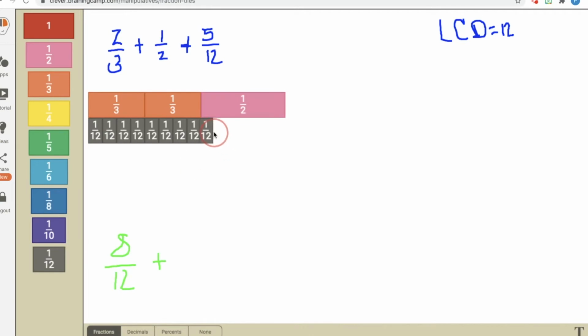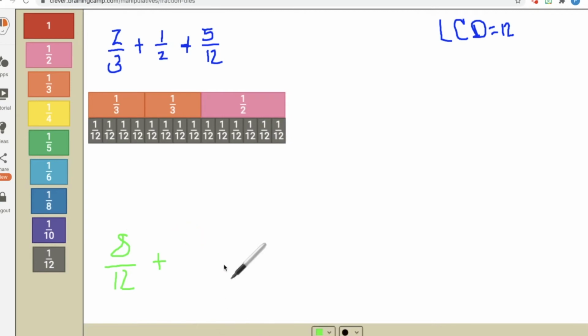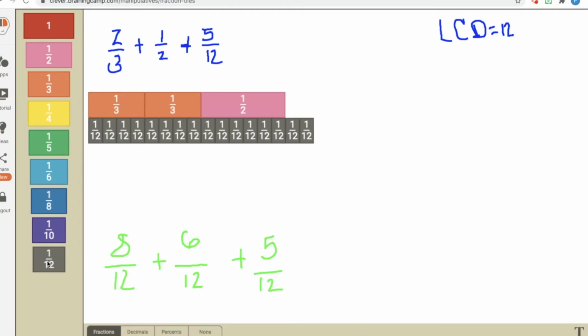I wonder how many 12ths will fit there. 1, 2, 3, 4, 5, 6. Okay, so the equivalent fraction to 1/2 is 6/12. And I don't need to do anything to my 5/12, but I'm going to put it there because I think it just might help me in solving my answer. So that's 1, 2, 3, 4, 5.